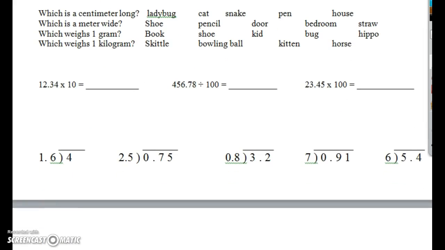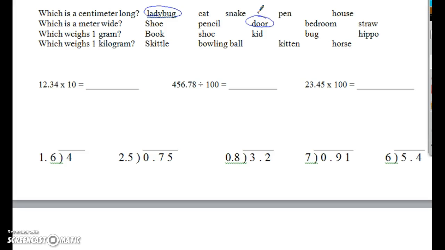Which one is a centimeter long? Well, a centimeter is about the same size as a skittle. So the only one that makes sense would be a ladybug. A meter is just a little bit over a yard. Shoe, pencil, door, bedroom, straw. And it says wide. That's probably about the width of your door.